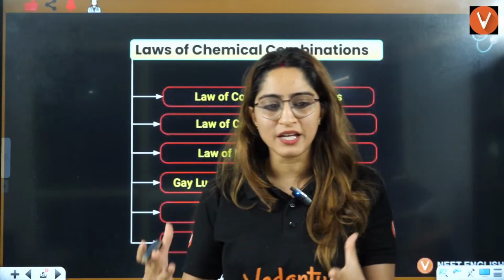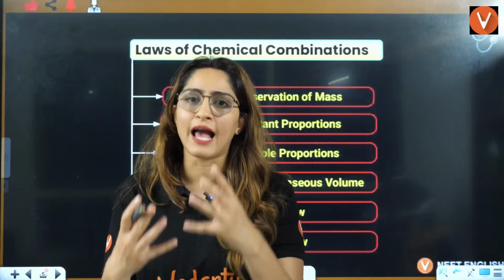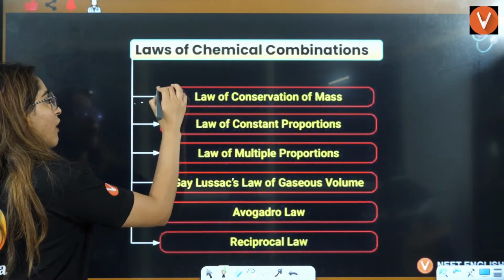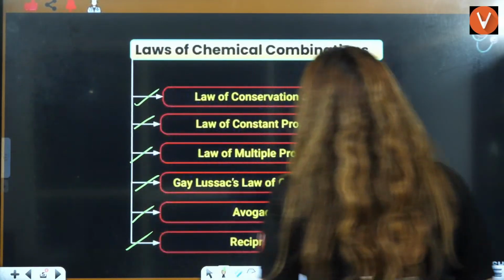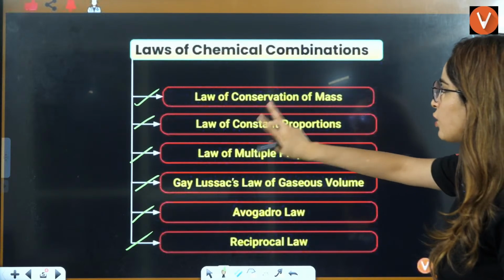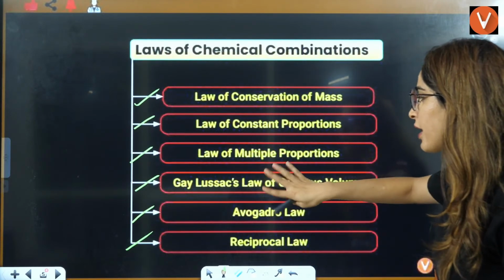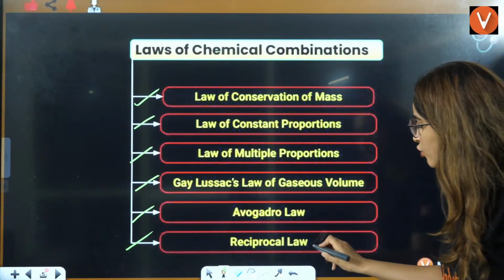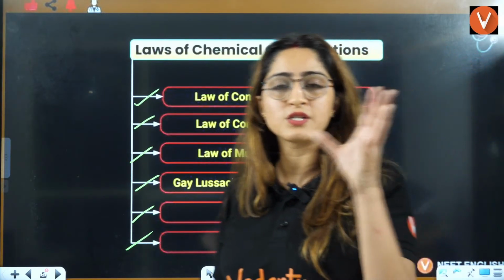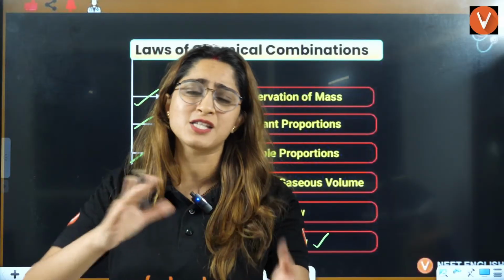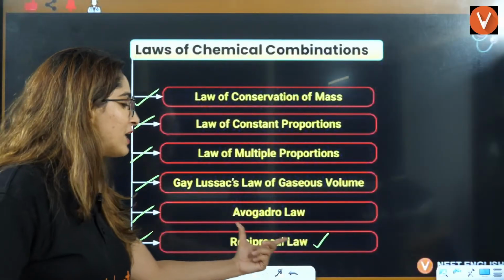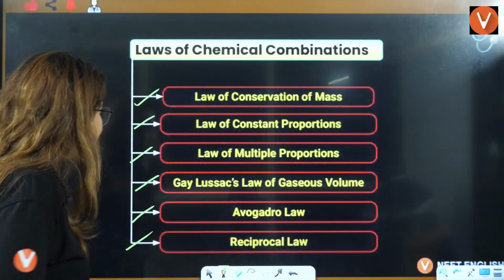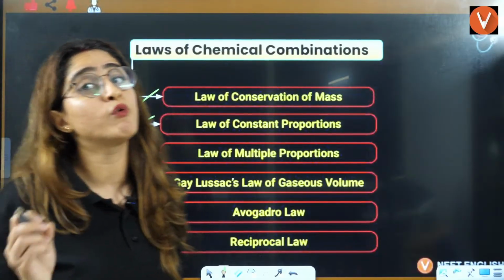Law of chemical combinations. In chemistry, for chemical reactions, there are certain laws that are obeyed. We have six laws in total. Most of you have learned the law of conservation, law of constant proportion, law of multiple proportion, Gay-Lussac's law and Avogadro's law. Then the law of reciprocal proportion is also very, very important. So these are the six laws that we are going to study one by one.